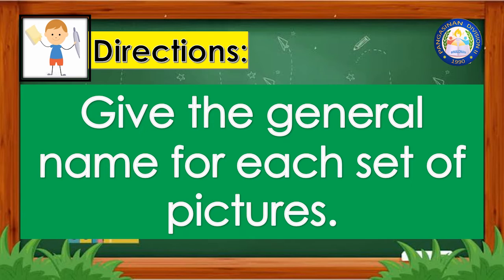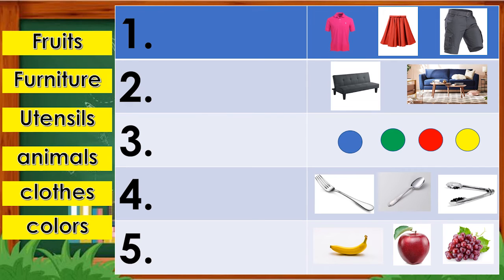To test the extent of your understanding of today's lesson, which is about hyponyms, I will give you your last activity. What you are going to do is to give the general name for each set of pictures. Is that clear? You are given 5 minutes to do the activity. Your timer starts now.